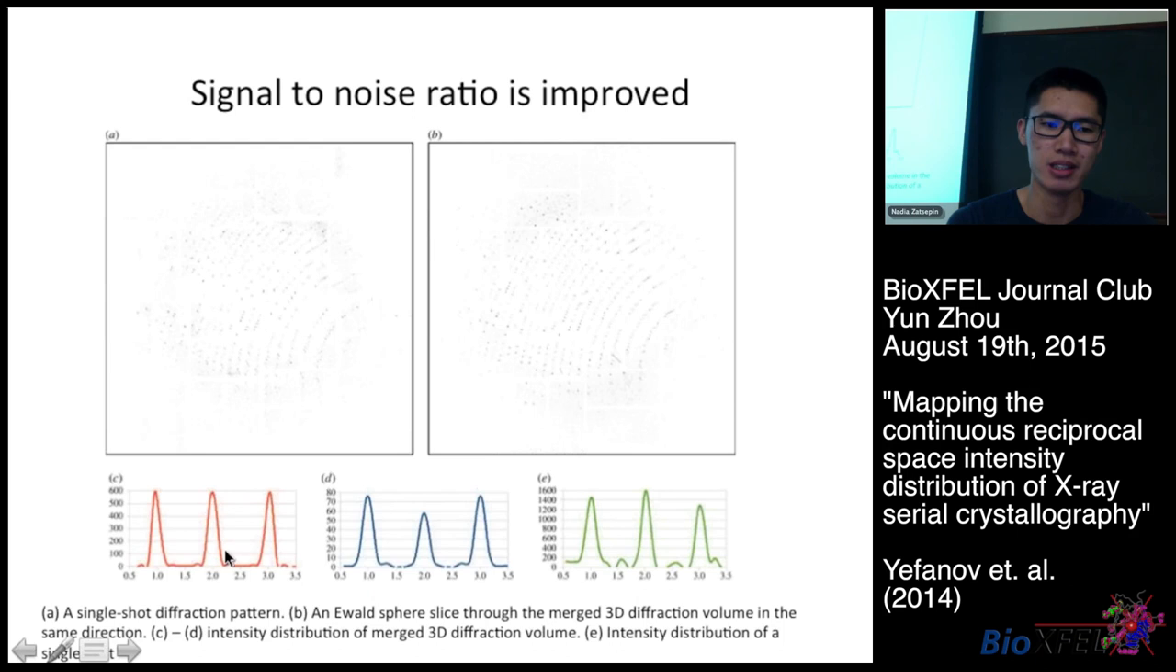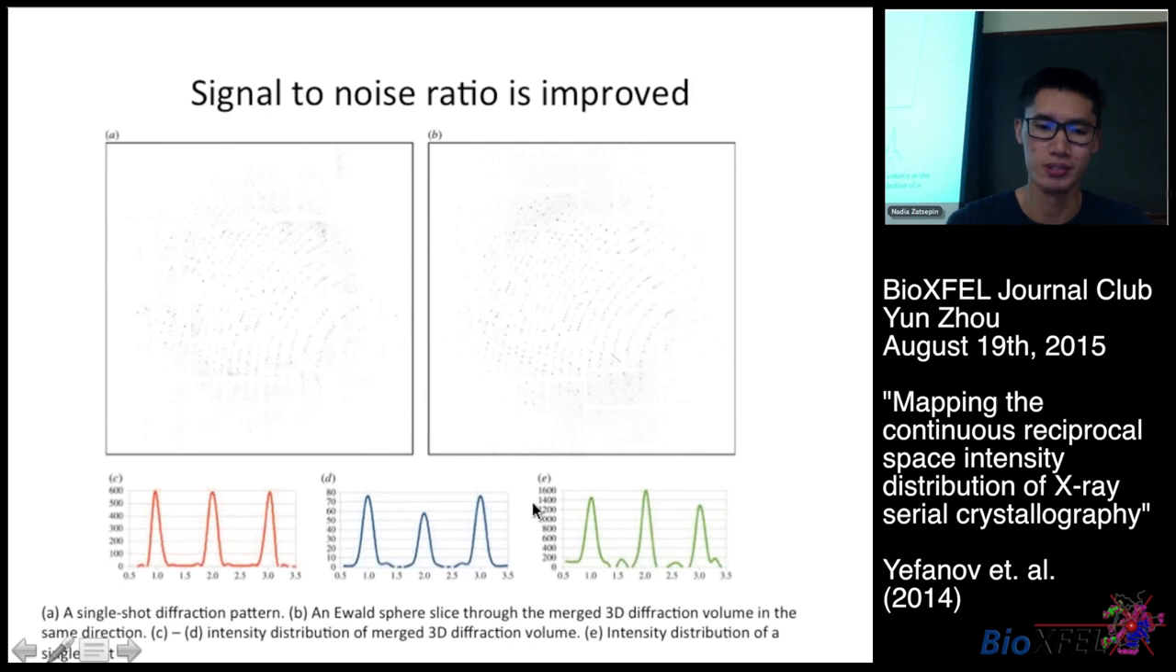For C, I think the middle peak is 600, and this one is 46,000. So you can see the peak is still very sharp, and even in the high resolution, the peak is still very sharp, and they have very good signal to noise ratio. And the last one is the intensity distribution for a single shot. So just for comparison.